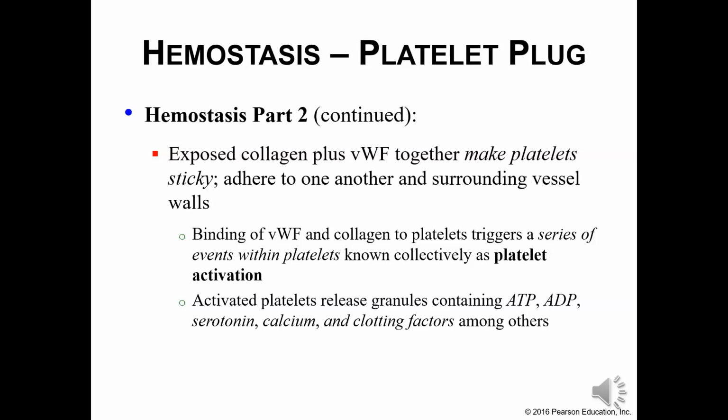So the exposed collagen plus the von Willebrand factor together will make these platelets more adherent to each other, more sticky. And it'll also be more adherent to the surrounding vessel wall. So the binding of von Willebrand factor and collagen to the platelets will then trigger a series of events within the platelets, and that's referred to as platelet activation.